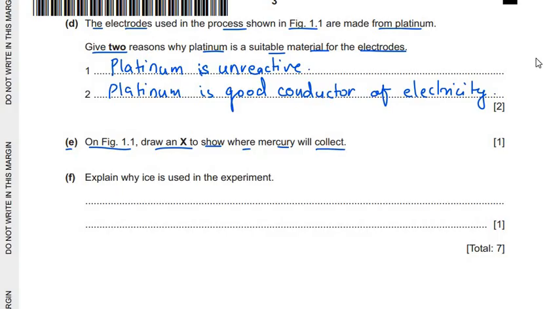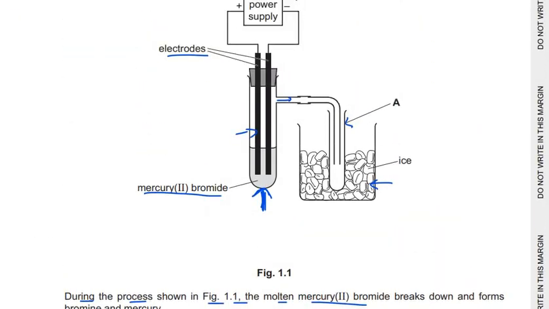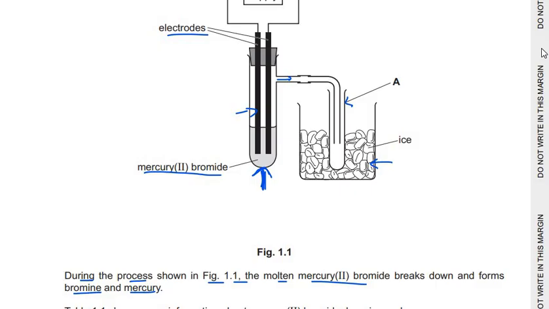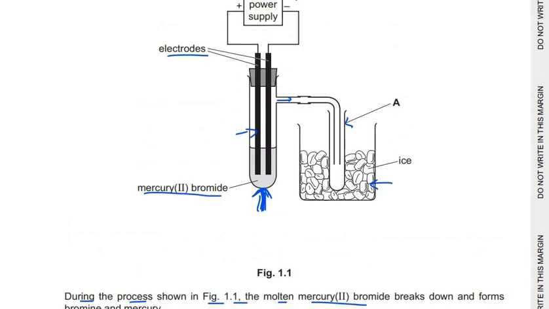Now it's written, draw an X. Okay, so let's understand where the mercury has to be collected. If mercury and bromine are the two substances formed as products in this process, then at a little higher temperature, as we are heating, you know that the boiling point of mercury is plus 60 degrees. So if we heat, it will be above 60 degrees.